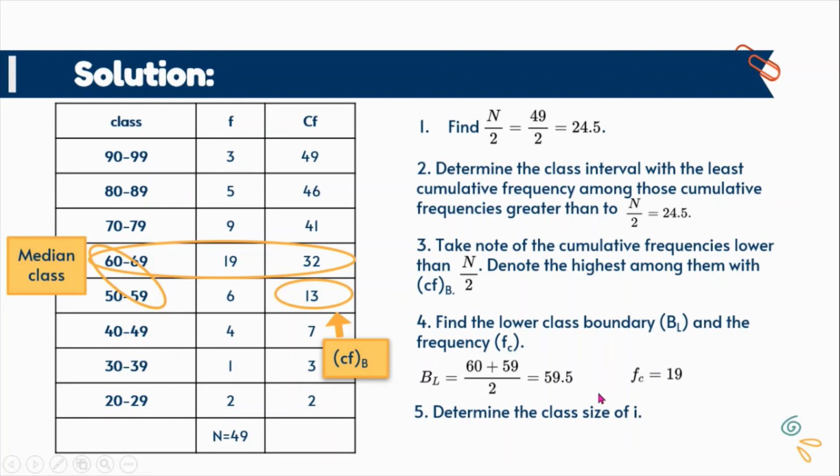And lastly, determine the class size. And the class size here is 10. So from 20 to 29, the class size is 10. From 30 to 39, 10, and so on. Up until 90 to 99, the class size is 10.